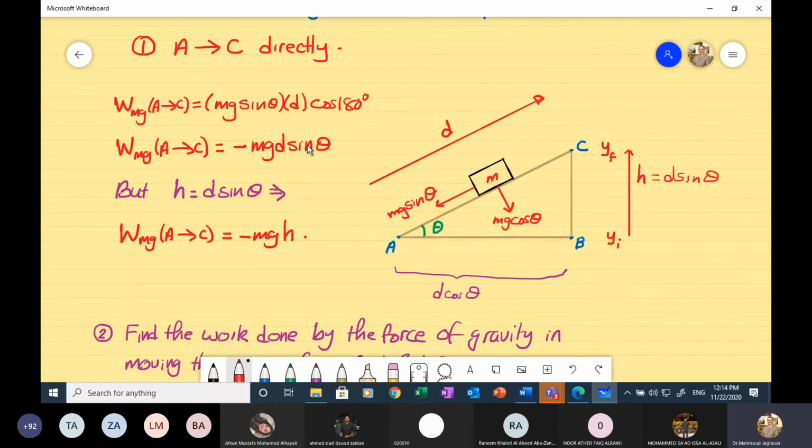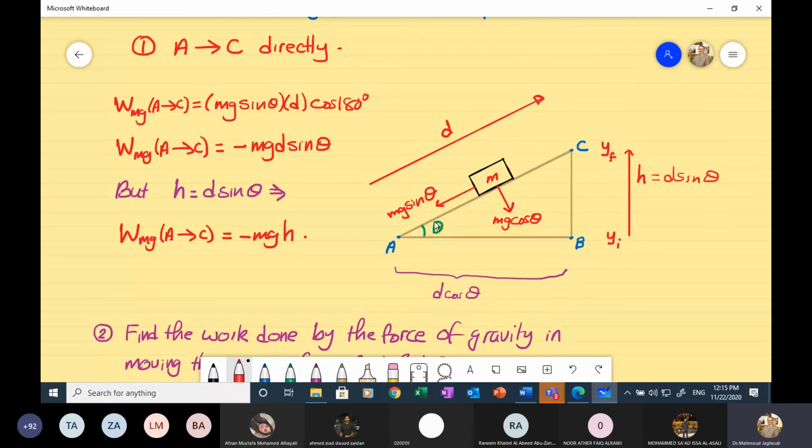So what is the work of this force? Now the magnitude of the force is mg sine theta, multiplied by the magnitude of the displacement, here it is d. Now what is the angle between this force and d? This is down the incline. This is up the incline. What is the angle between them? It's 180 degrees. Therefore, the work done by the force of gravity when the object moves from point A to point C along the inclined plane is minus mg d sine theta.